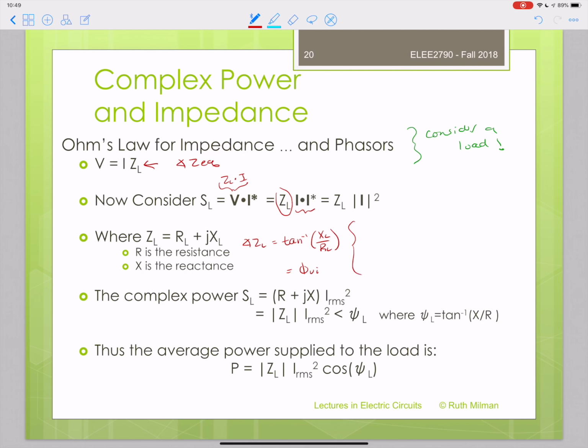So if you take a look at this information, your complex way of describing the power in your load is simply equal to the magnitude of your load times the magnitude of your current squared times the cosine of that phase shift plus j times the sine of that phase shift. And if you do that, you realize that that phase shift, like I said, is just equal to the tan inverse of imaginary over real.